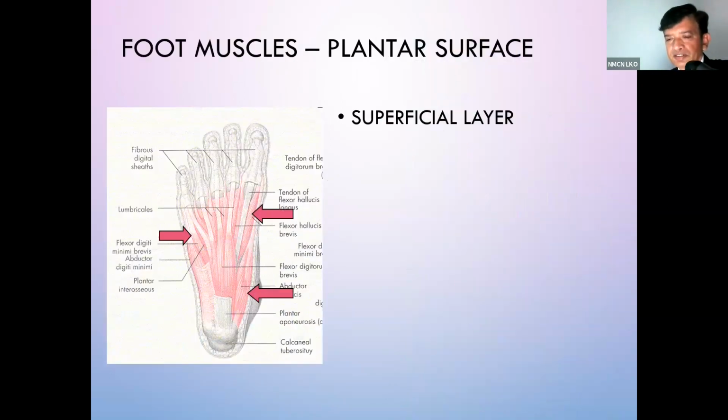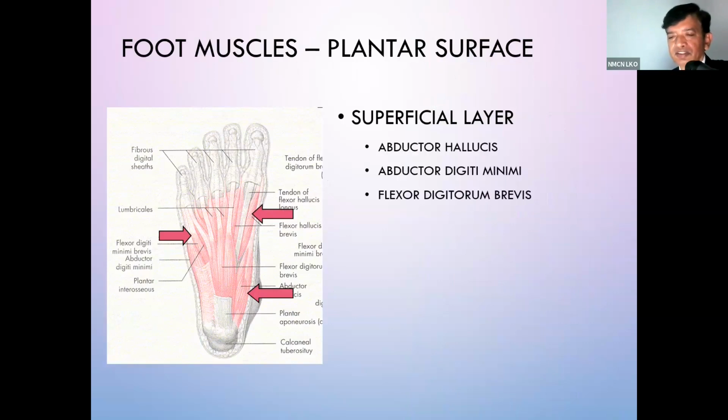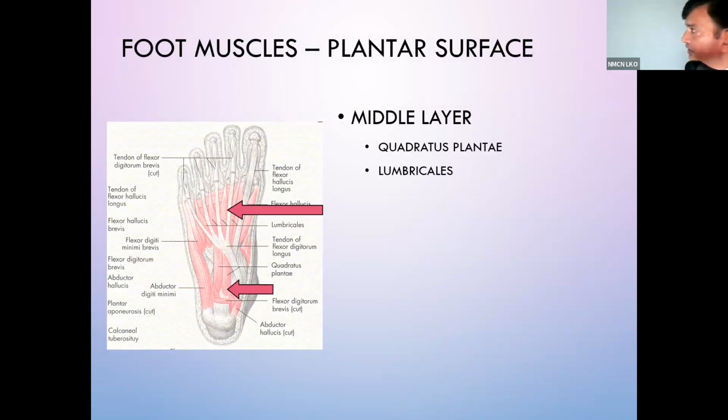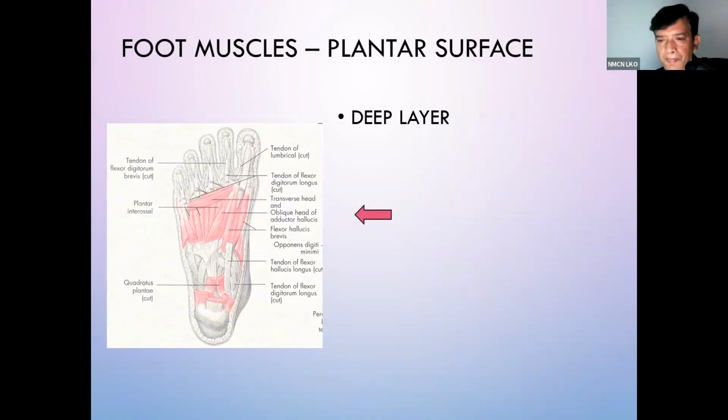Then foot muscles, the superficial layer, it has 3 muscles: abductor hallucis, abductor digiti minimi, and flexor digitorum brevis. So these muscles are in the first, superficial layer of the foot. Then the middle layer. The middle layer is formed by the quadratus plantae and lumbricals. So this quadratus plantae supports from the calcaneum to the other midfoot bones and the lumbricals support the metatarsals.